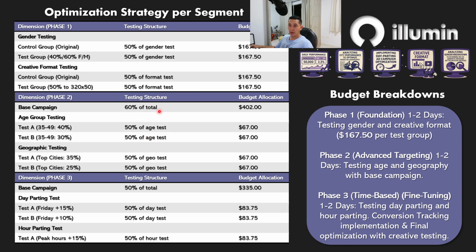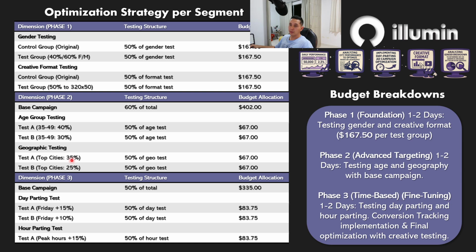So we plan on allocating 60% of the total ad budget to the base campaign, while at the same time giving some budget allocation to test the different performance of the age groups. So yeah, it pretty much explains itself.